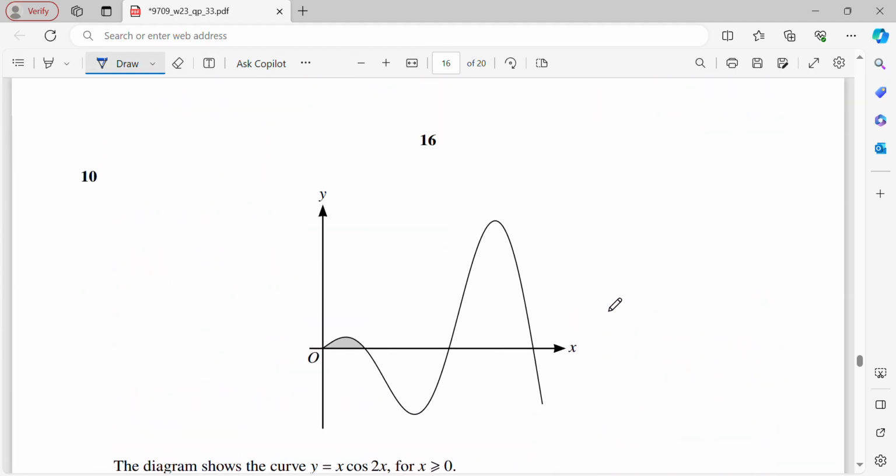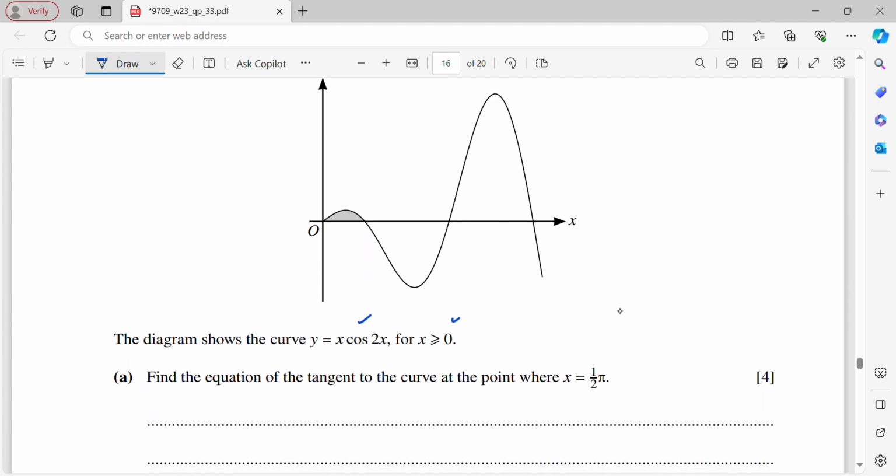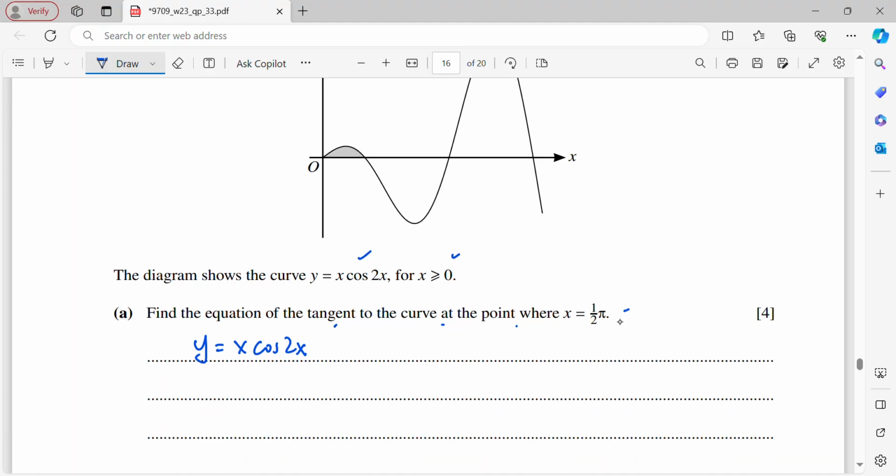So next question, number 10. The diagram shows a curve whereby x is at least 0. Find the equation of the tangent to the curve at the point where x is pi over 2. Equation of tangent means that you need the gradient of the tangent. The gradient of the tangent is dy/dx. To get dy/dx, I need to use the product rule because this is a multiplication of two terms.